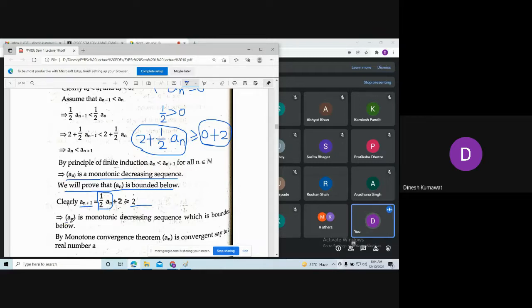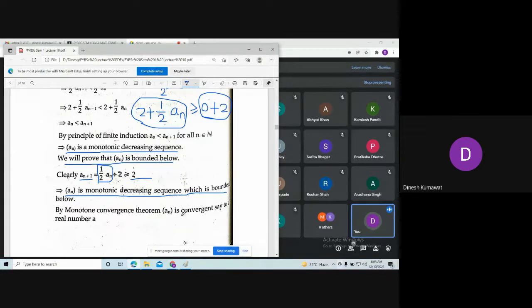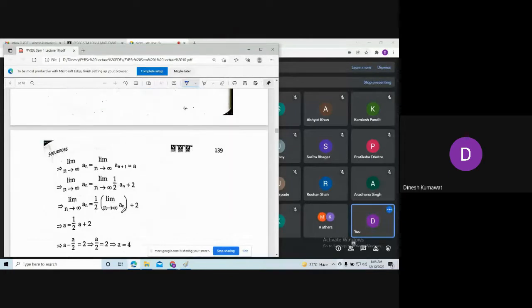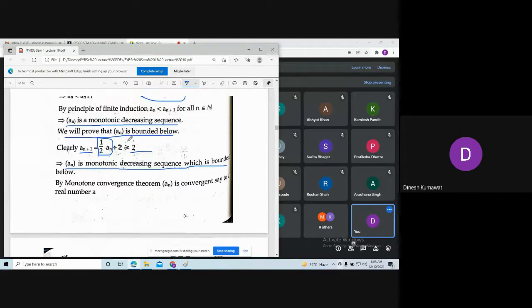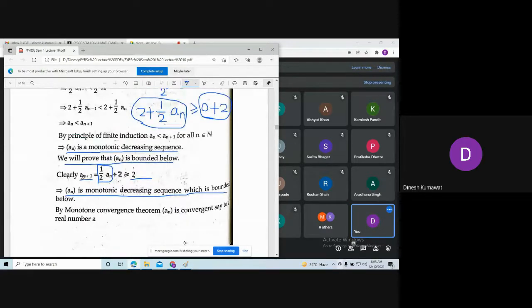So this gives me what? An is a monotonically decreasing sequence which is bounded below. So by the monotone convergence theorem, An is converging to a real number a. Now see here. Here we are getting what? An plus 1 is a monotonically decreasing sequence, and here we are concluding that An plus 1 is bounded below by 2.